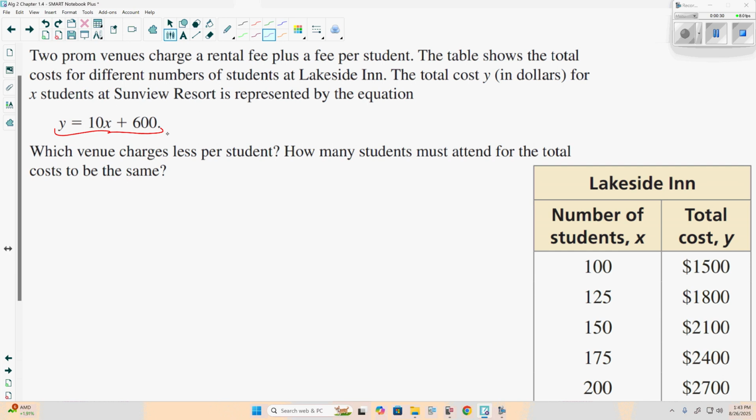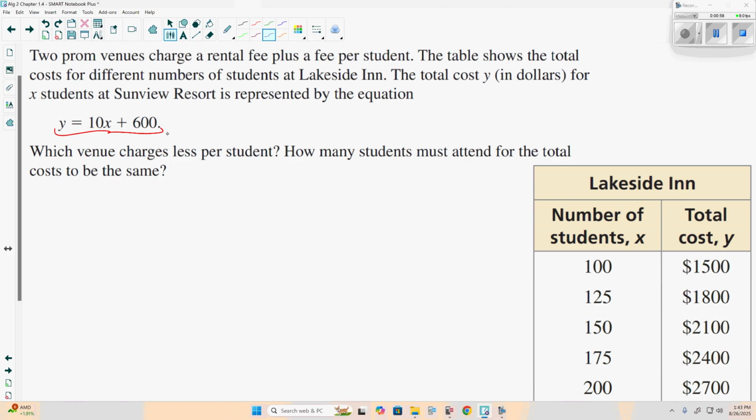So it's saying for every student it costs $10, and then there is an initial cost of $600. So no matter how many students show up to Sunview, it's going to cost $600 to begin with, plus $10 per student. So the cost per student for Sunview is $10.